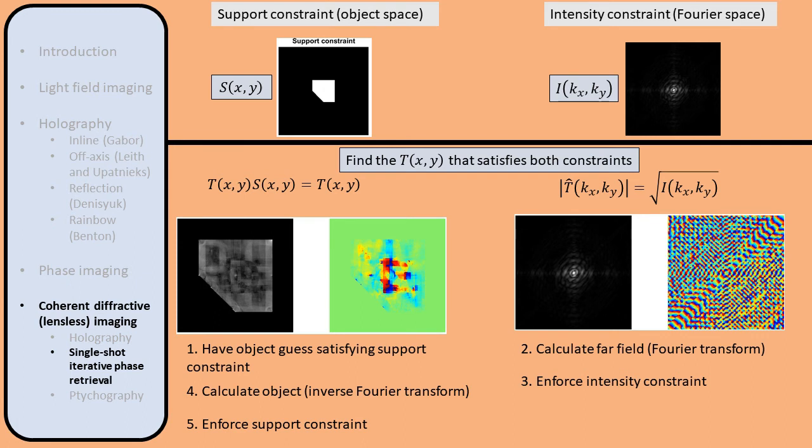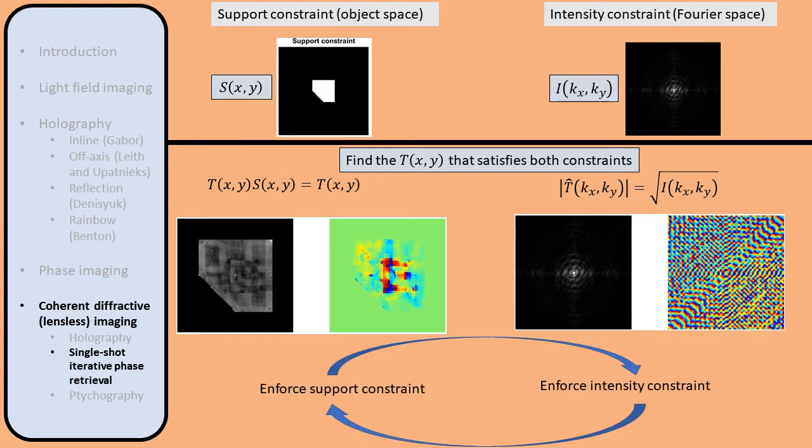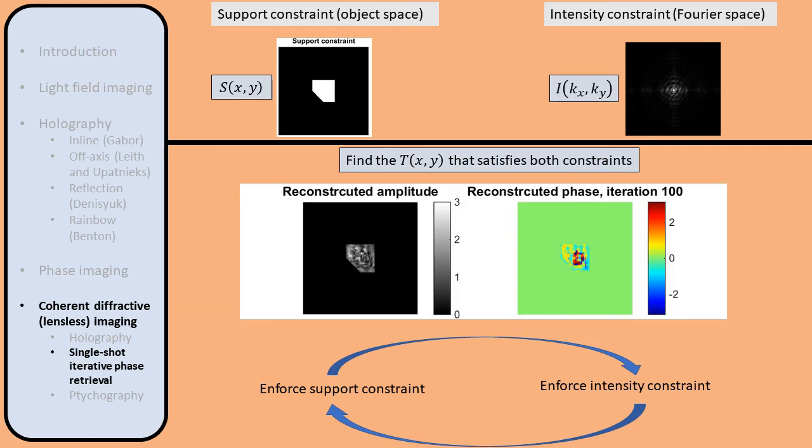One cycle of enforcing the support constraint and intensity constraint describes one iteration of this phase retrieval algorithm. This algorithm seems straightforward enough, but if we apply 100 or several thousands of iterations, we see that the reconstruction doesn't get as good as it should be. So this algorithm doesn't work very well, and we have to try a different algorithm. Another, better algorithm works as follows.